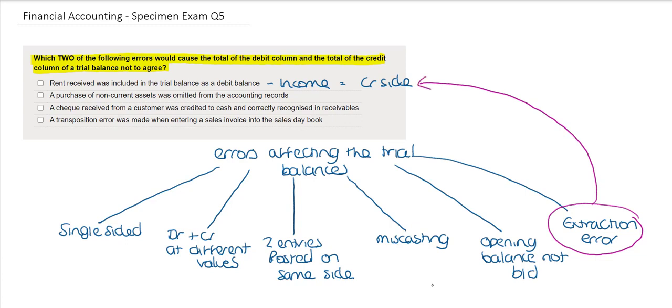Our second option states that a purchase of non-current assets was omitted from the accounting records. The debit and the credit were omitted, which means that our trial balance would have still agreed.